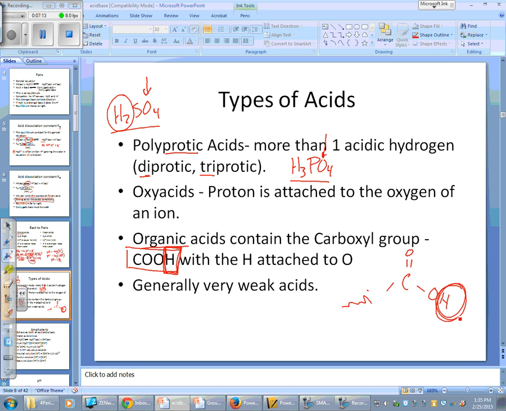All right, now we know that we have our 6 strong acids. Everything else is weak. So let's get into how to calculate the pH of a weak acid.